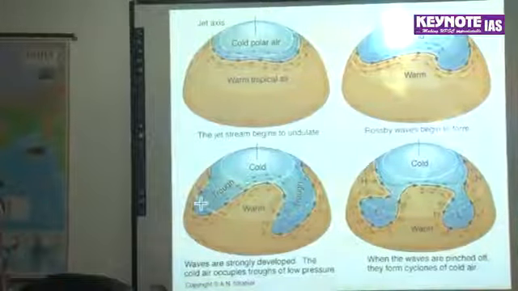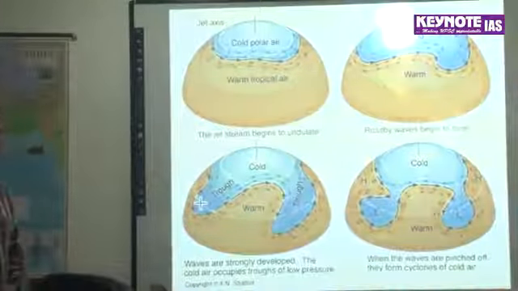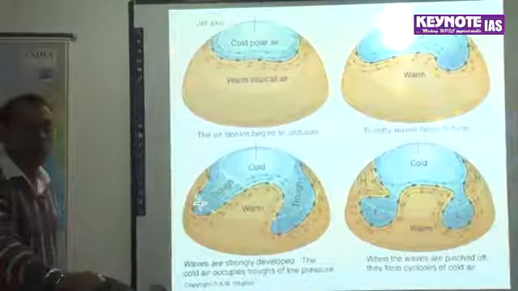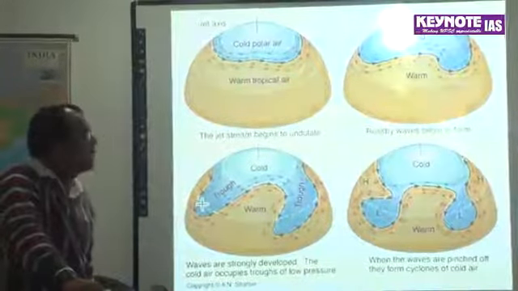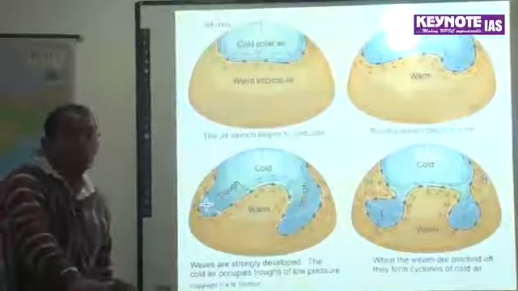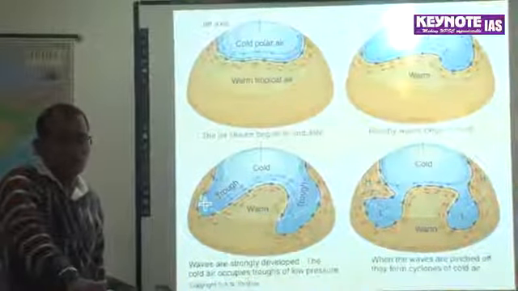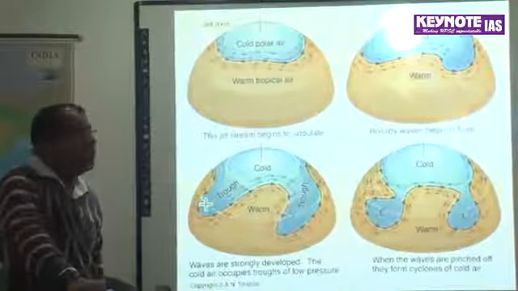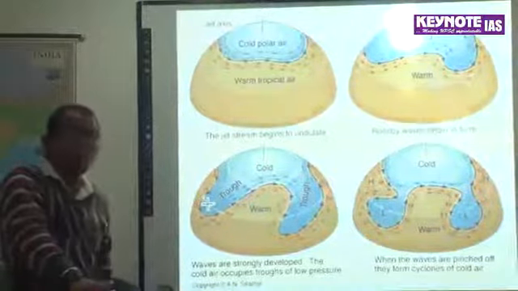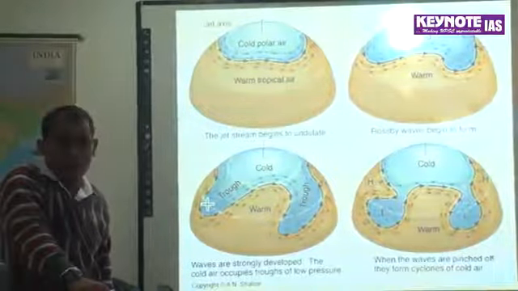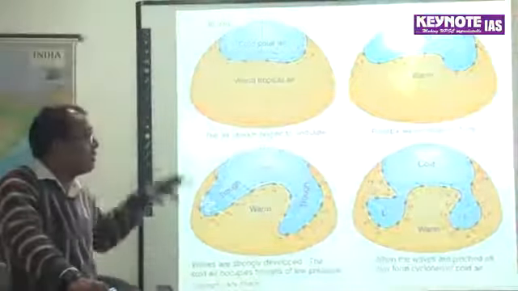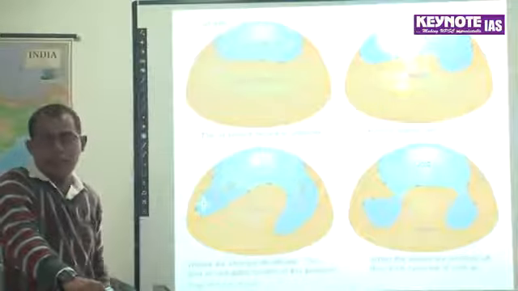This wave may be around 4,000, 5,000 kilometers. One single wave may cover that much area. So 3 to 4 or 5, 6 waves may cover the entire globe. Within the Rossby waves, you have some smaller waves also. And those smaller waves are associated with weather disturbances.